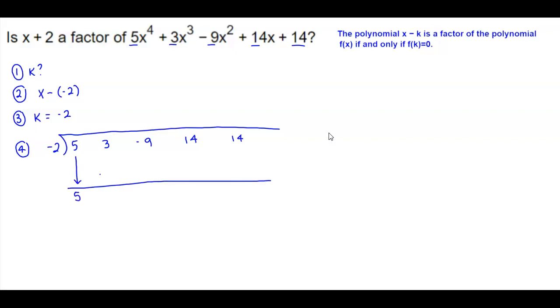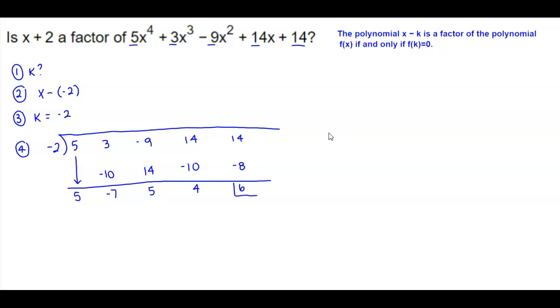Negative 2 times 5 is going to give us negative 10. Negative 10 plus 3 is negative 7. Negative 2 times negative 7 is positive 14. And 14 minus 9 is 5. Negative 2 times 5 is negative 10. 14 minus 10 is positive 4. Negative 2 times 4 gives us negative 8. And 14 minus 8 gives us 6.